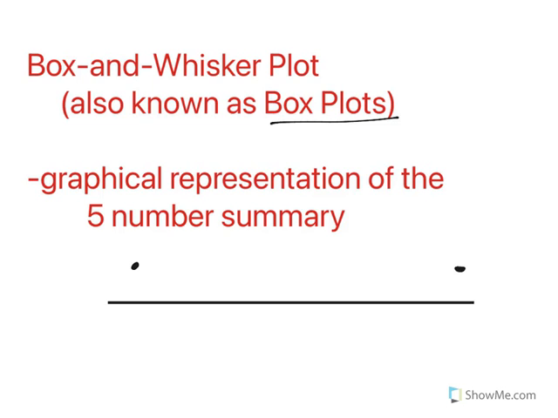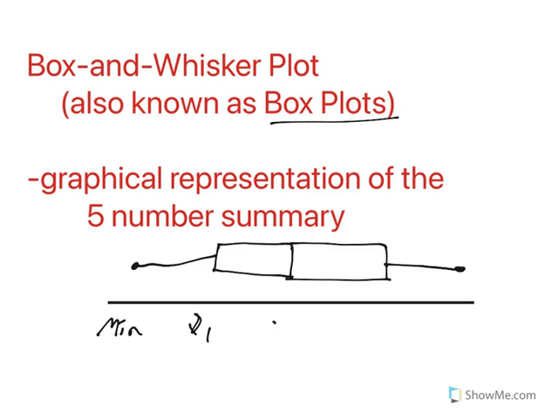We find the quartiles. So the median gets a vertical line, Q1 gets a vertical line, Q3 gets a vertical line, and the 3 quartiles make a box. And then we draw whiskers to get to the min and max. So we need the min, Q1, Q2, Q3, and the max. If we have the 5-number summary, we can create a box and whisker plot.